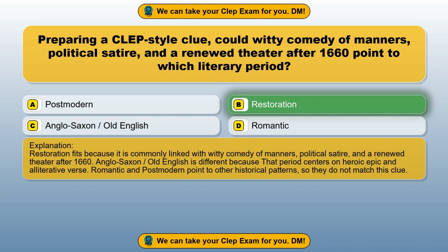Anglo-Saxon/Old English is different because that period centers on heroic epic and alliterative verse. Romantic and postmodern point to other historical patterns, so they do not match this clue.